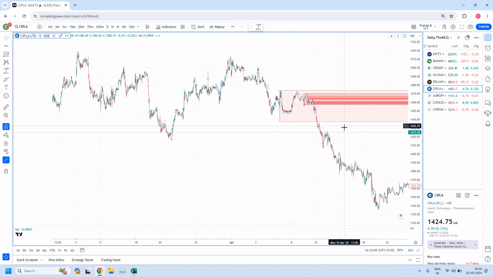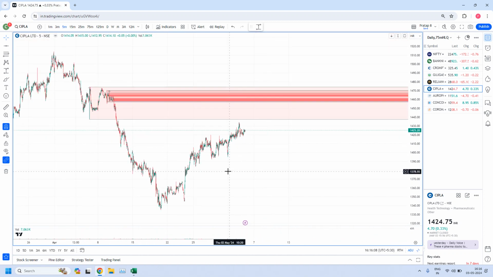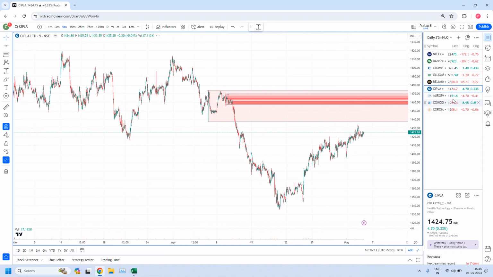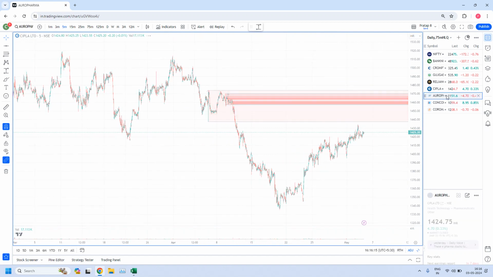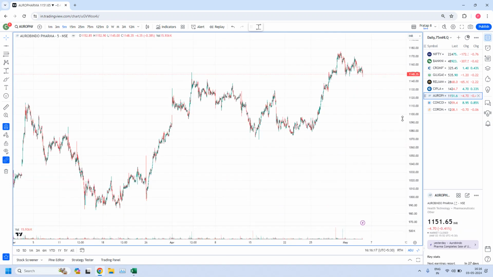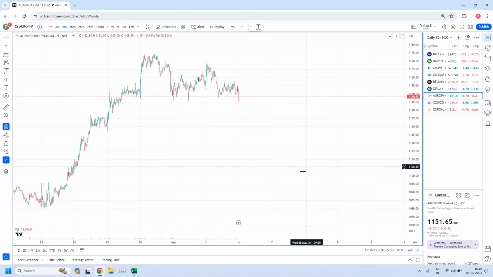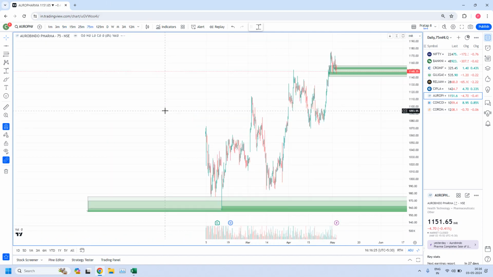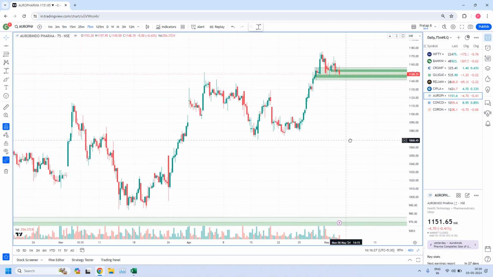So anyway, prices did not enter into the zone today. So we didn't get a trade even in Cipla. Next one is Aurobindo Pharma. Aurobindo Pharma is a 75 minutes high liquidity demand zone. This is the one.